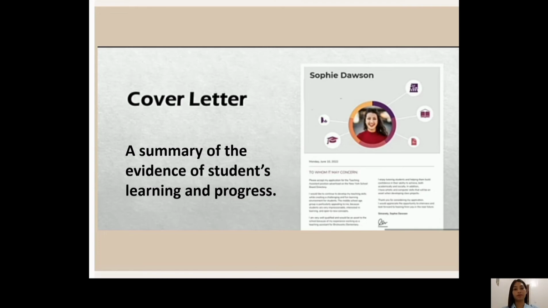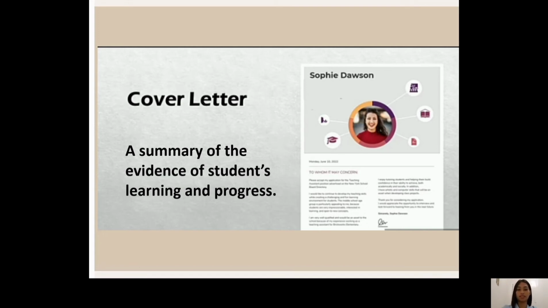To further elaborate, the first one is the cover letter. Cover letter is a summary of the evidence of students' learning in progress. It contains the summary of evidences of the students' learning in progress. It is usually written at the end and put out at the beginning of the portfolio.